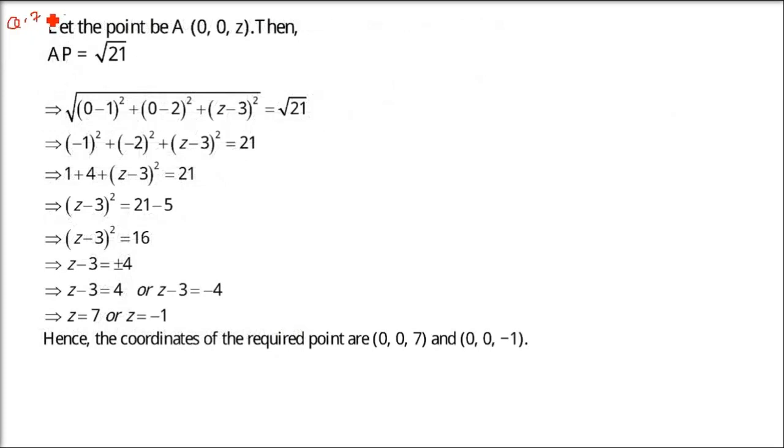This is question number 7. Find the points on z-axis which are at a distance of under root 21 from the point (1, 2, 3). So z-axis. Now coming on z-axis, a point on z-axis, as we just discussed, will be (0, 0, z). X is 0, y is 0. So on z-axis you have (0, 0, z) as some point.